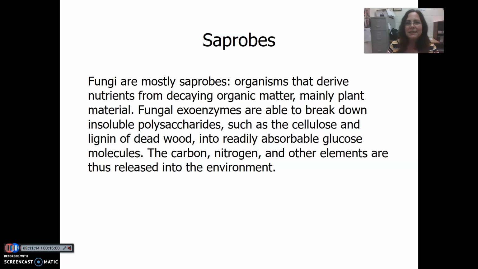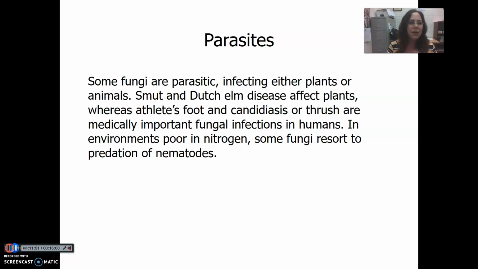Saprobes, or saprophytes, sometimes you'll see that written as saprophytes, but sapro is the prefix you'll see, are organisms that derive nutrients from decaying organic matter, which is mainly plant material like leaves on the forest floor. It's a type of decomposer. And then they release elements like nitrogen and carbon into the environment by decomposing those molecules.